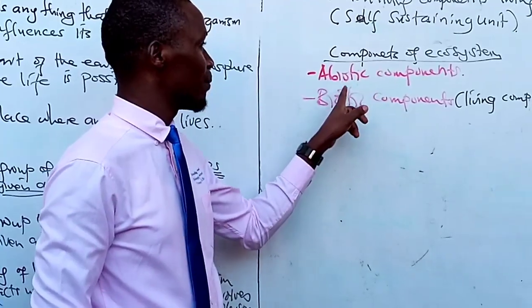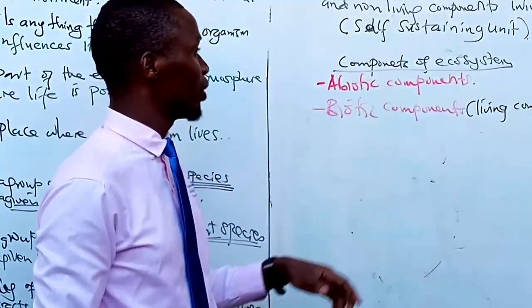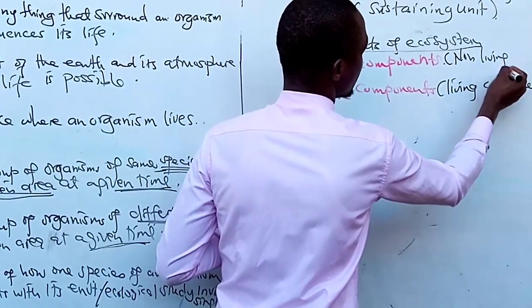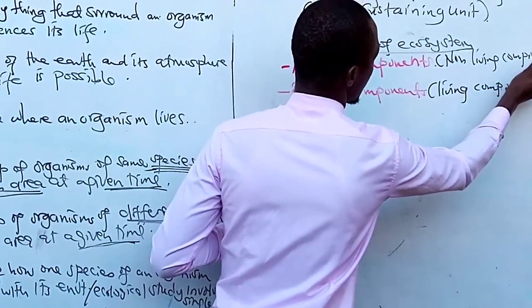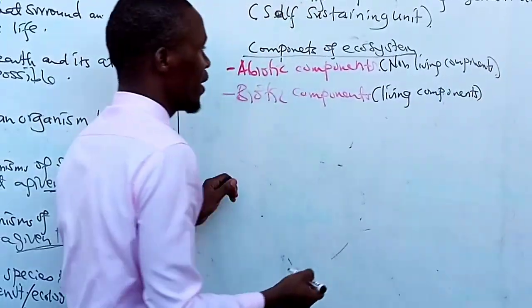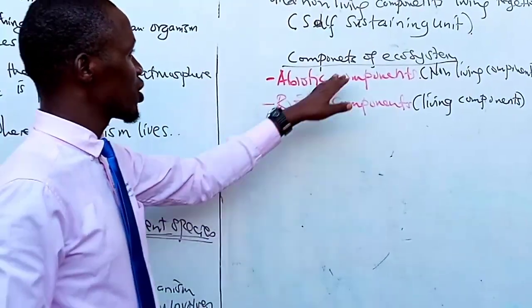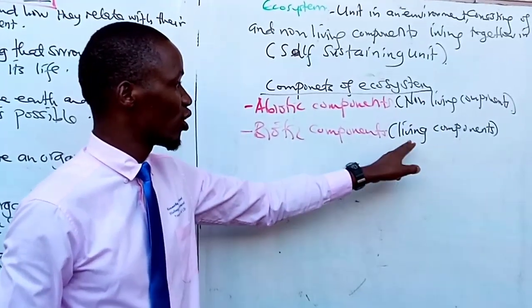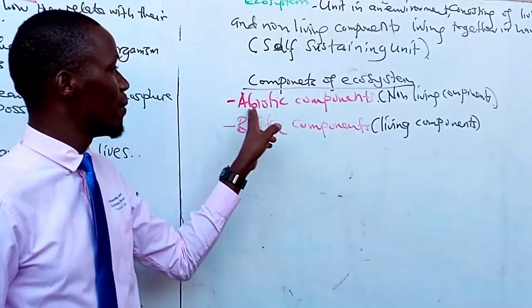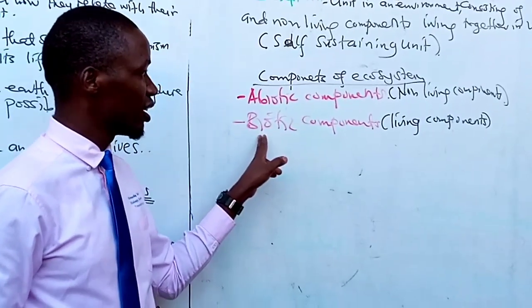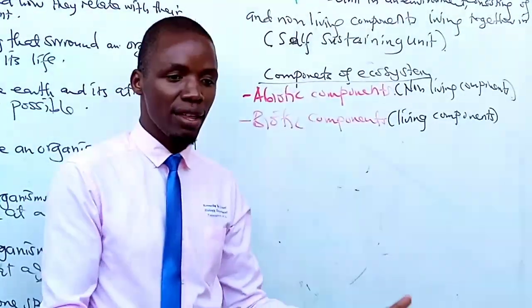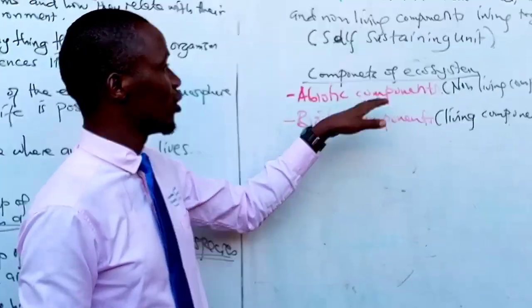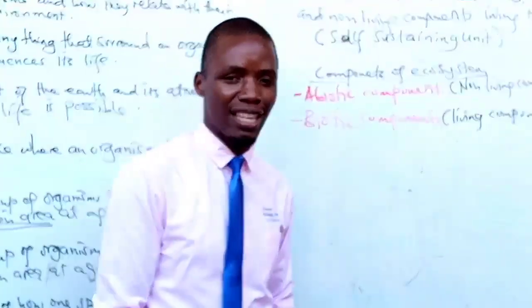So the abiotic is the opposite of biotic. So the abiotic components are the non-living components of the ecosystem. So the components of the ecosystem are two. We have non-living components and living components. Non-living being called abiotic, and the living called the biotic. So these are the two things which are living together in harmony to ensure that the ecosystem is a self-sustaining unit.